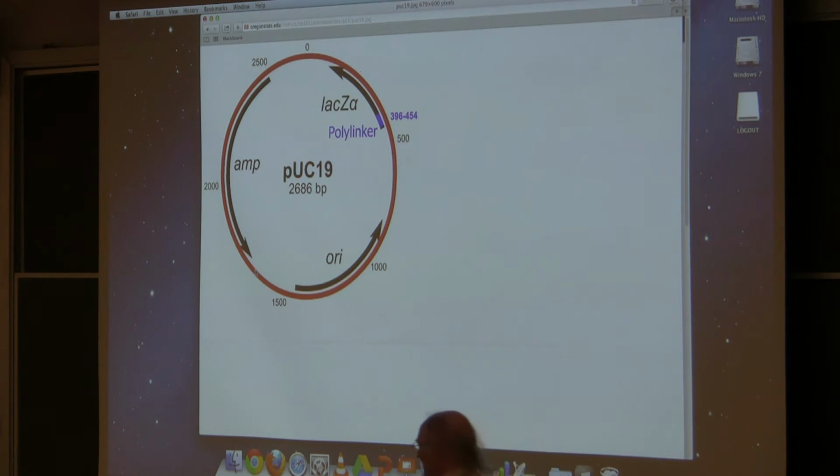If the plasmid doesn't have a terminator, how does termination happen? That would have been a good exam question. If something doesn't have a terminator sequence, how does termination happen? Anybody remember? Rho. Yeah. So Rho will terminate it.